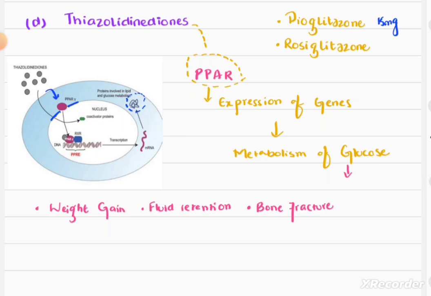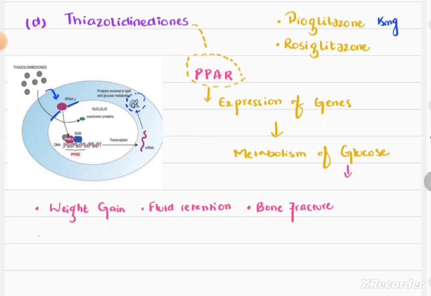What actually happens is that PPAR is not only present in one place, it is present in all parts of the body. It is also present in the bones, and as a result it will cause osteoblastogenesis. It will result in bone remodeling, and in the process of bone remodeling, there is an increased risk of bone fractures. So these drugs are associated with an increased risk of bone fractures as well.